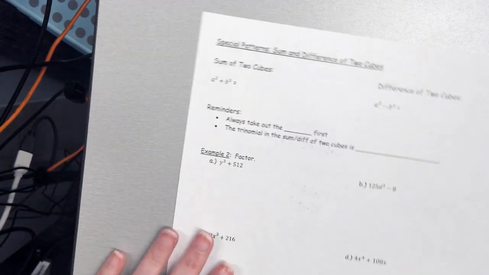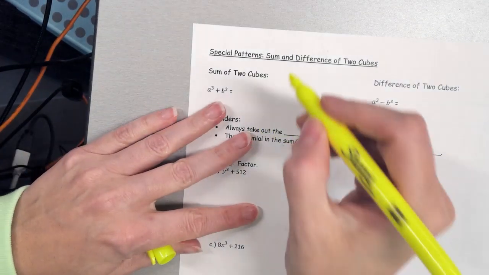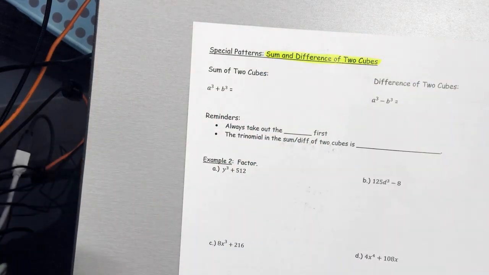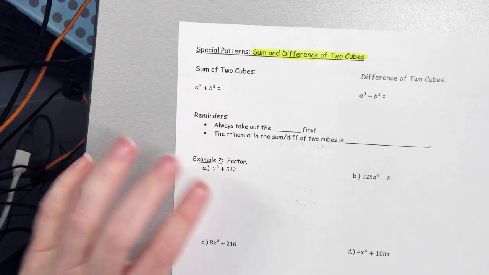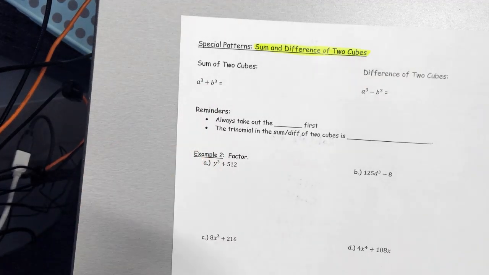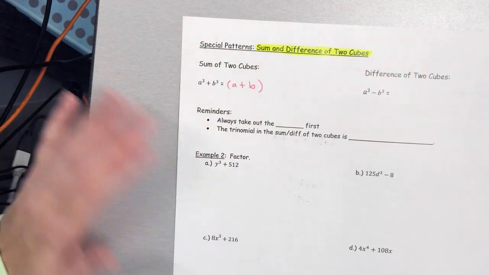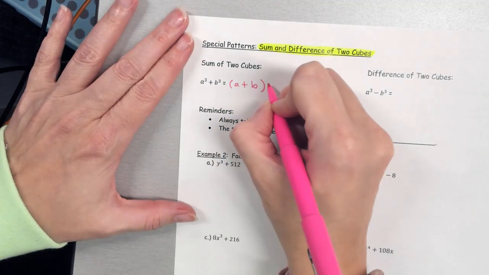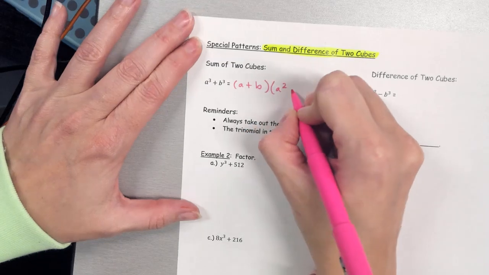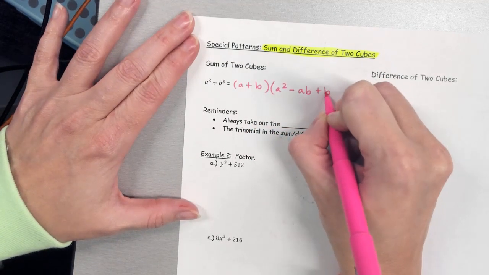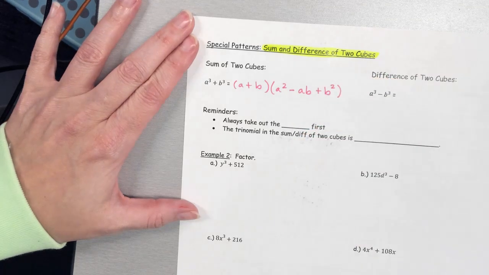All right, so the sum and difference of two cubes. If you are given two cubes, which we're calling a cubed plus b cubed, if you have the sum, it's going to be a plus b, and then it's a squared minus ab plus b squared. This is the factorization.